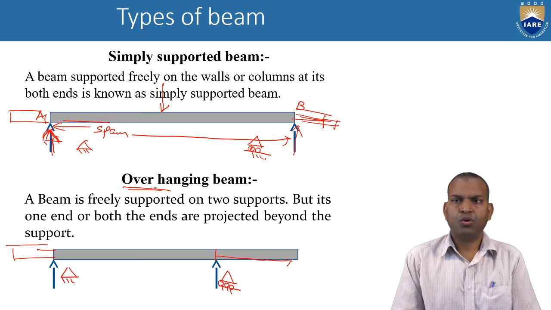How can we know what type of cross section it has? Here we are not considering the cross section of the beam. We are considering the shear force and bending moment effects: under different loads, how the shear force changes and what bending moment variation takes place at a particular load.